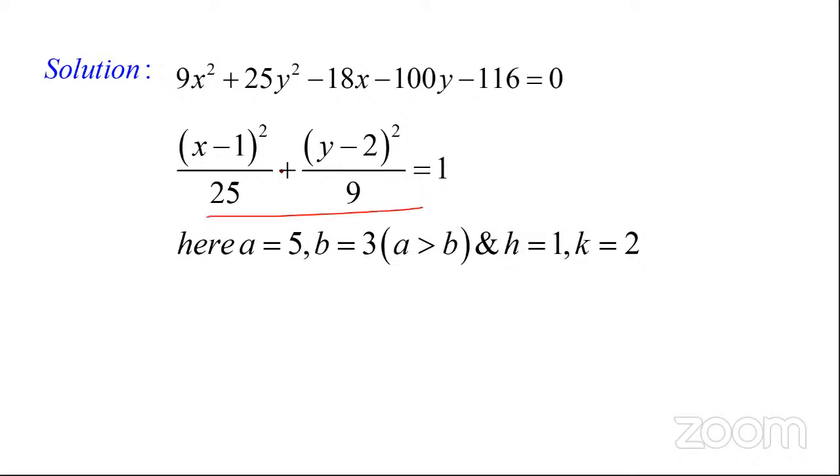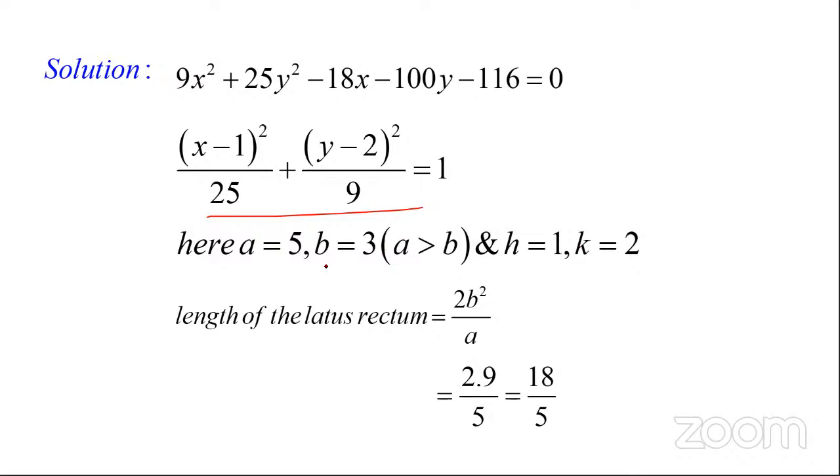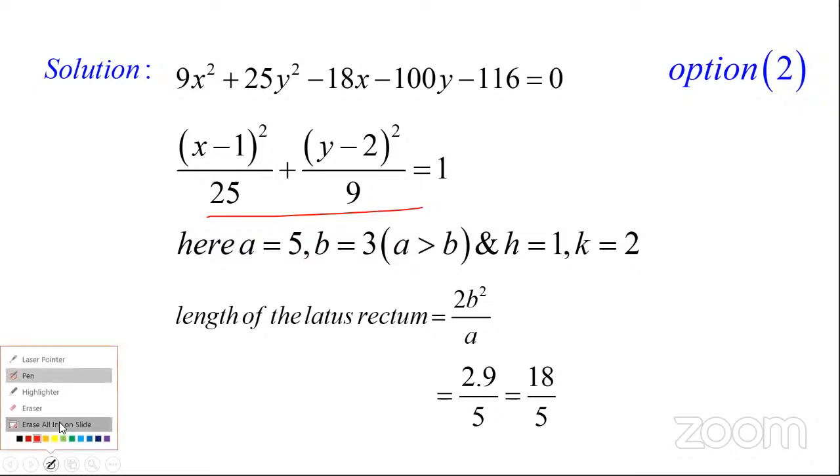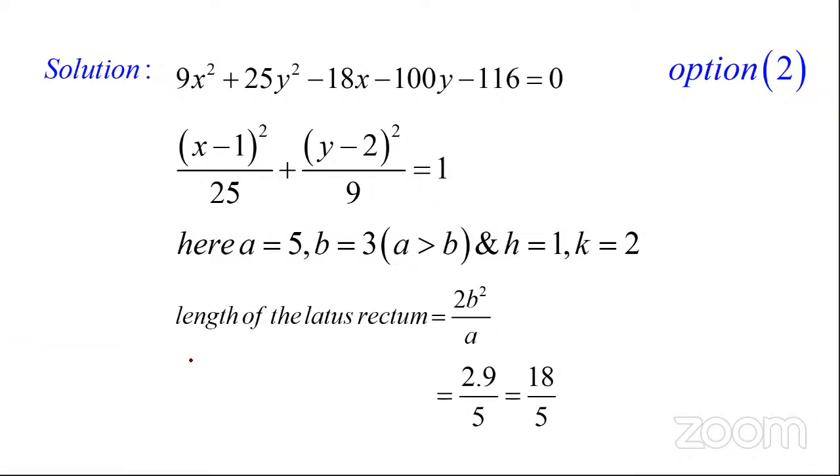Just transform into the standard form of an ellipse, then you will get the a, b values and h, k values. We want the length of the latus rectum, that is 2b²/a. So 2 into b², 3² is 9, so it is 18/5. Option 2 is the correct one for this question. First you have to transform into standard form.